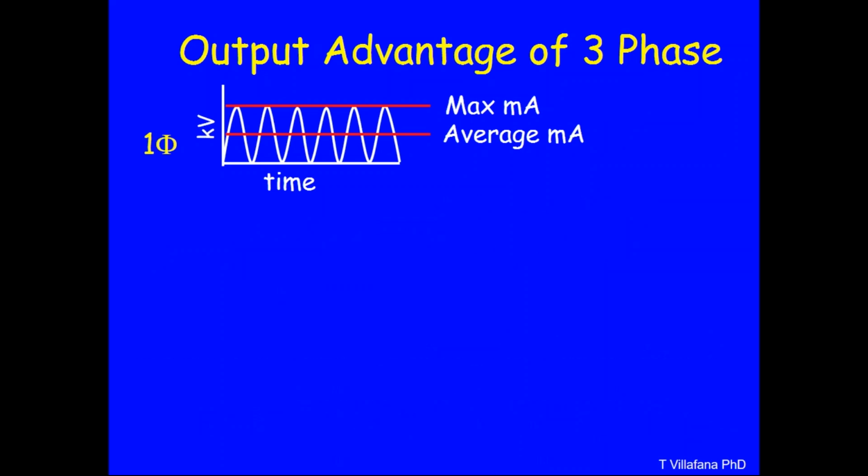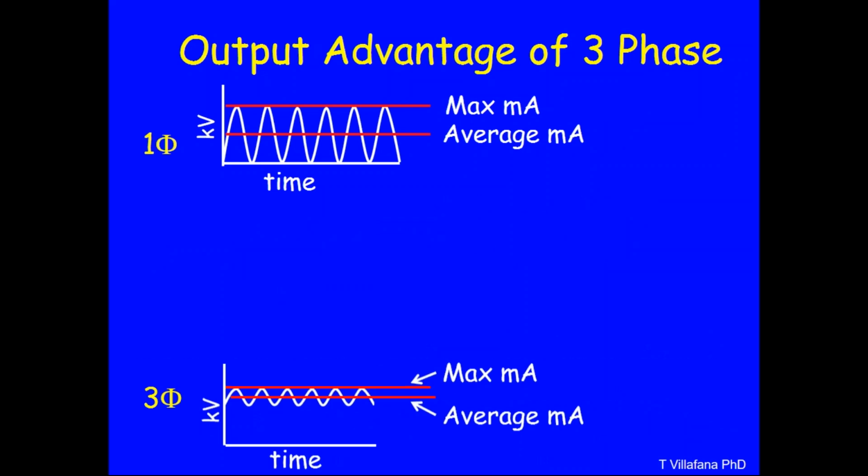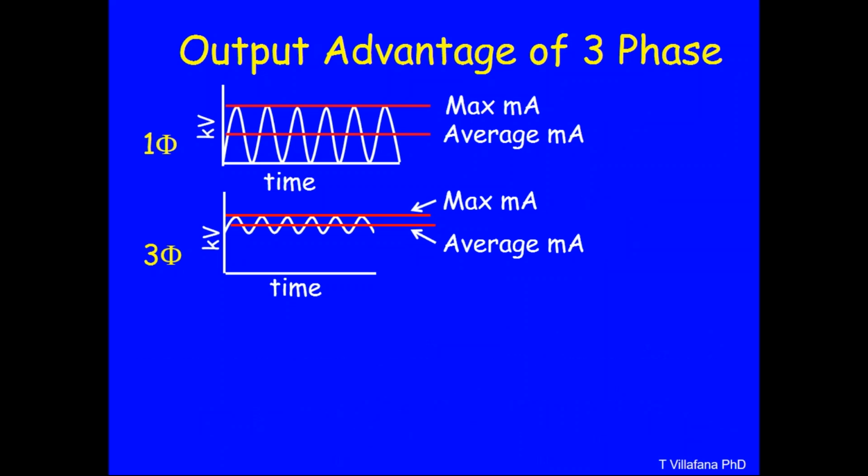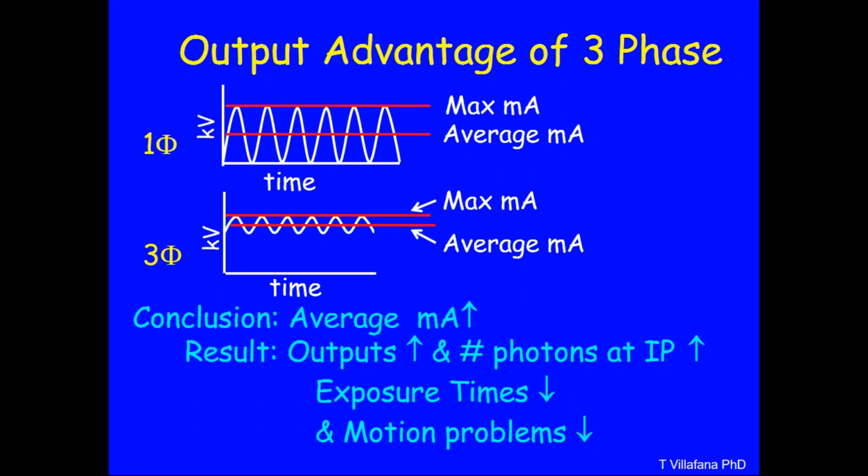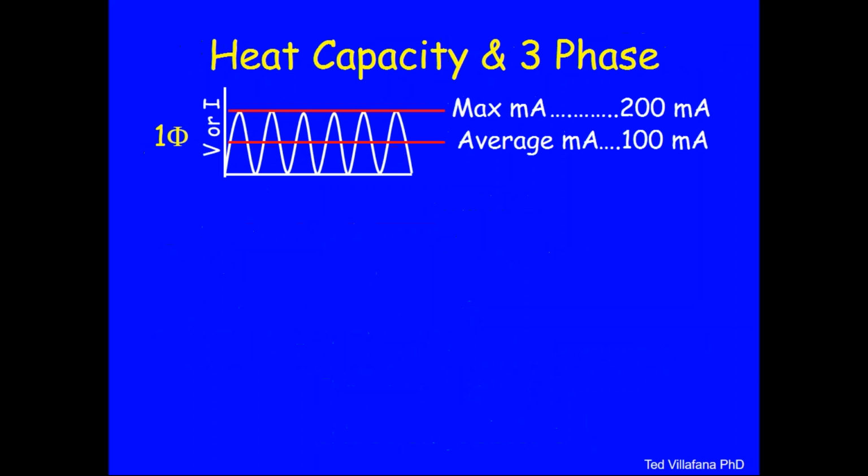Here is your average MA. There's your maximum MA. Notice that the average MA and the maximum MA are very close to each other, so again, because you've eliminated the excursion down to 0, you're going to get more output. More output because your voltage is consistently high and your MA is consistently high. Okay? Enough said for that.